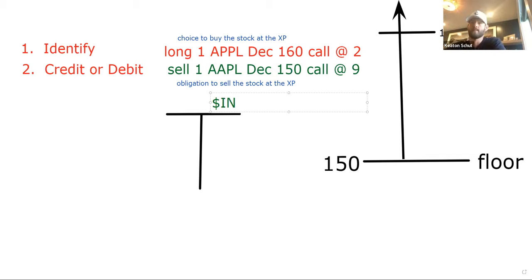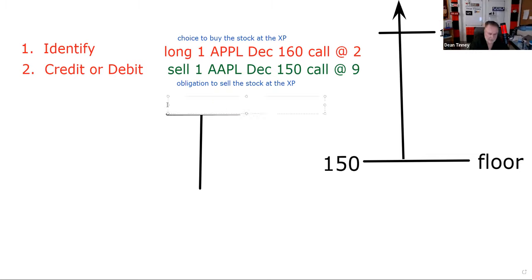You brought in nine, you spent two. That's right. So you can either use your T to figure this out, and I'm going to do the T because I want to show you a lot of things on this spread. But we could have just netted it right on the screen here. I could have just said, that is money in, and we're going to put that in green. And this is money out.